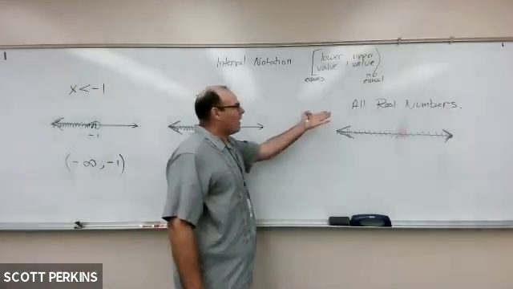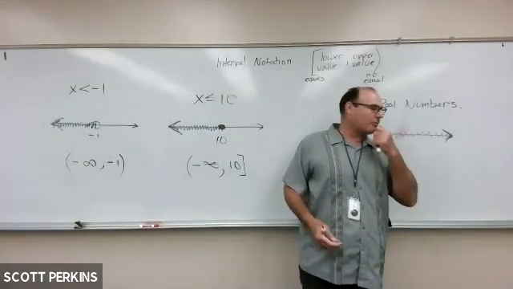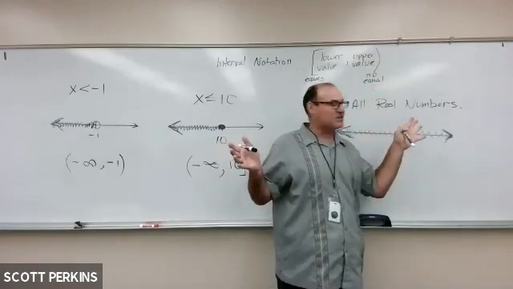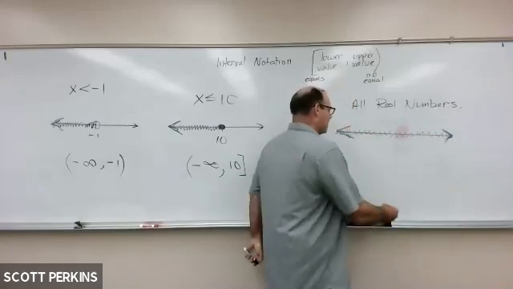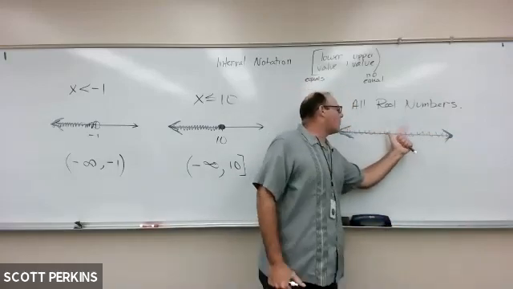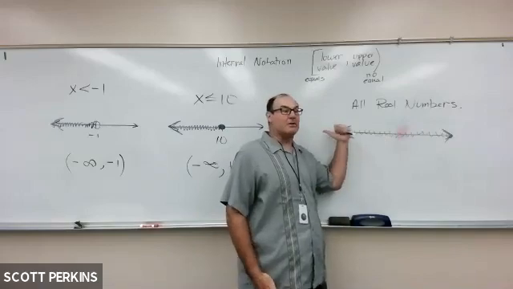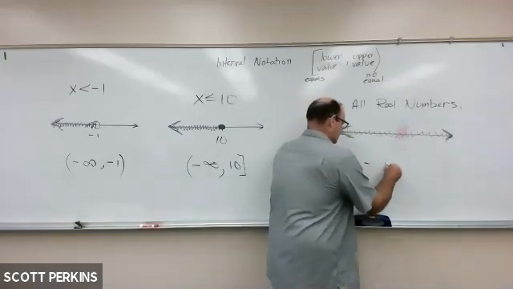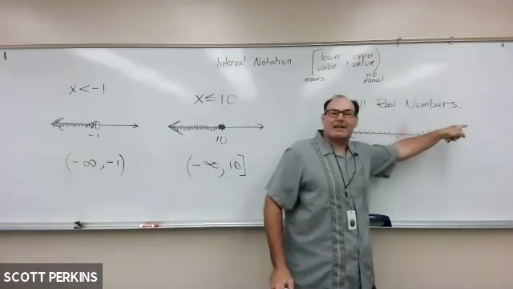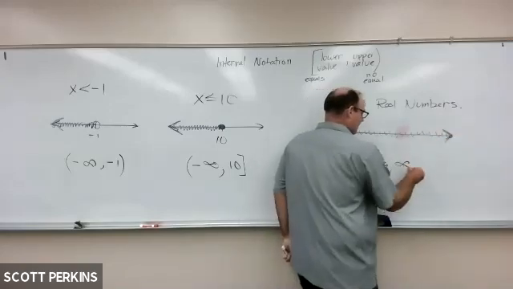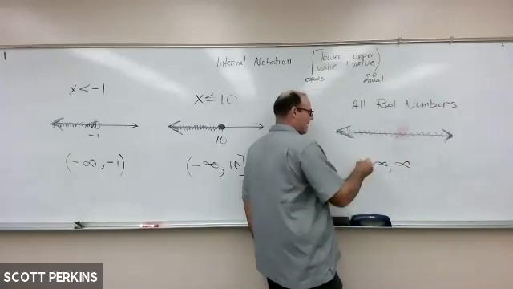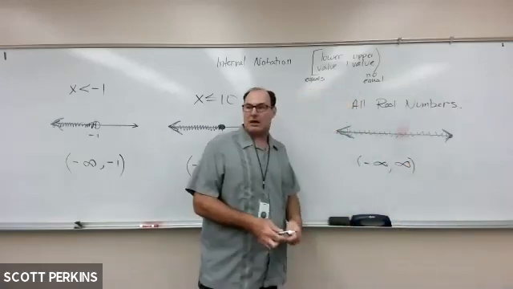The last one, all real numbers. So when we have a problem where everything is a solution, that represents every number on the number line, well, this is how we write this. Looking at the number line, what is the lowest value if it's all numbers? Negative infinity. What's going to be the highest value if it's all real numbers? And then always and every time, no matter what, you put a parenthesis on each side.